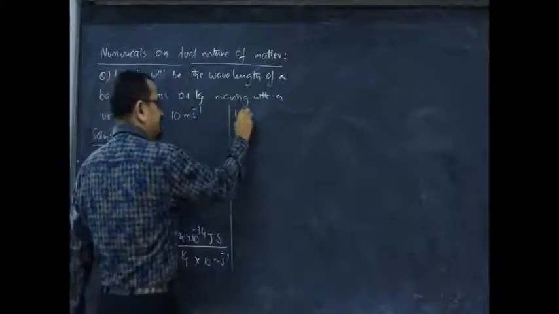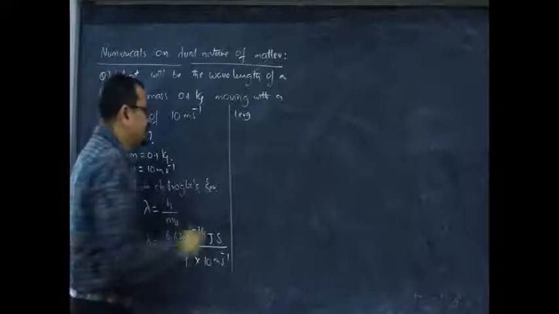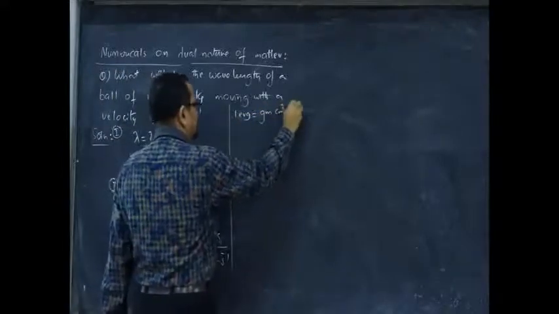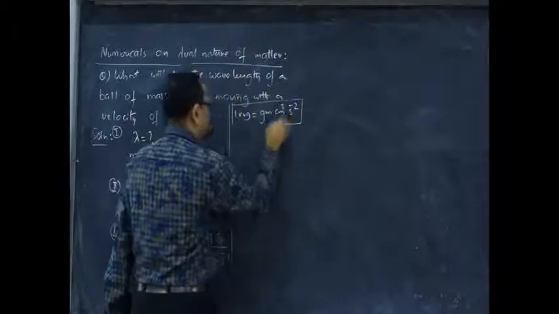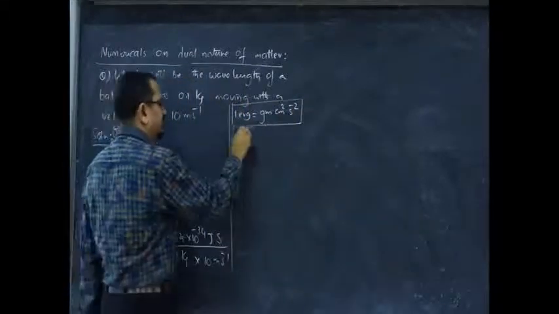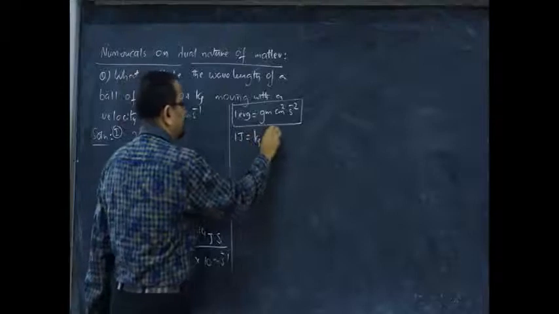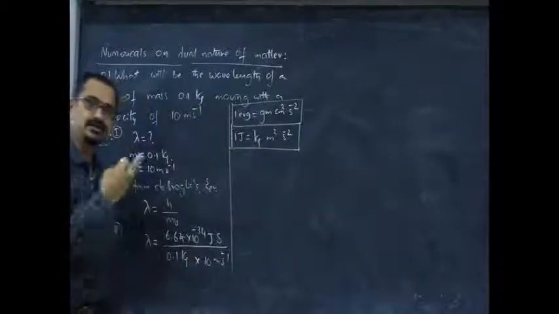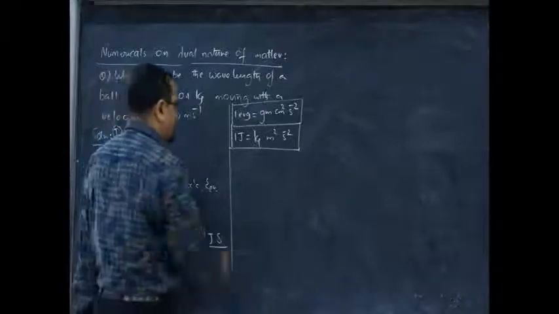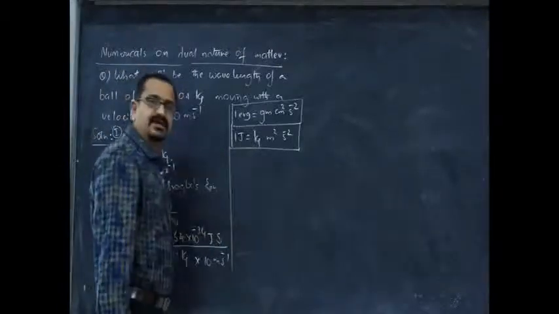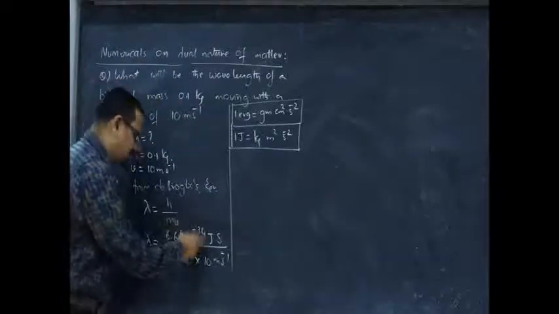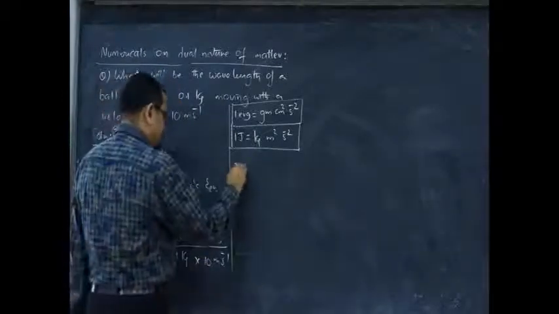See, these conversions you had better remember. 1 erg equals gram centimeter square second inverse square. This will be very useful actually. And 1 joule equals kg meter square second inverse square. Now, here which conversion is useful for us? Joule. So, let us substitute.